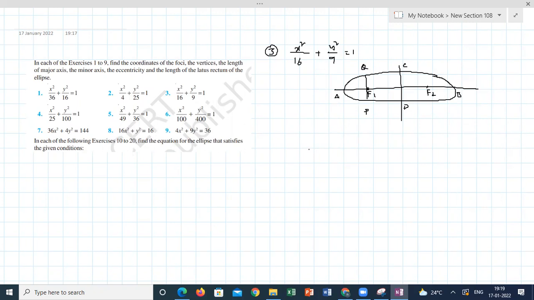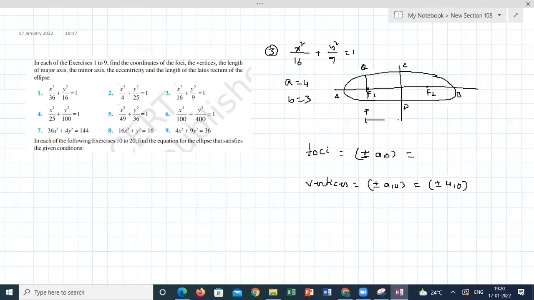So what are the foci? A is equal to 4, B is equal to 3. Vertices: plus or minus a comma 0, which is equal to plus or minus 4 comma 0. This distance is C. Plus or minus C comma 0 is the focus.